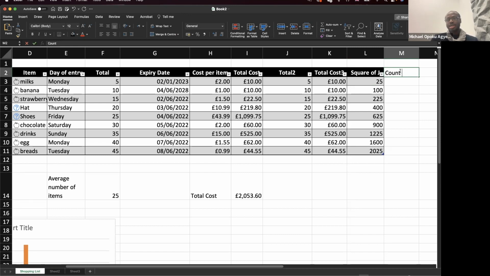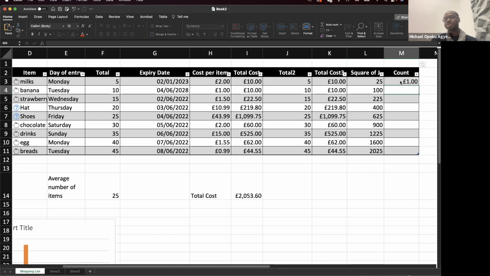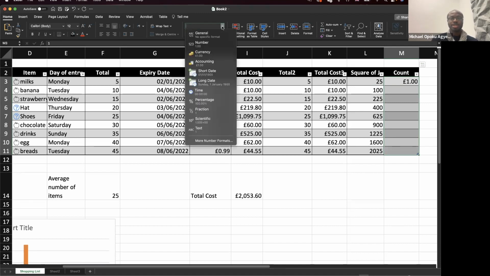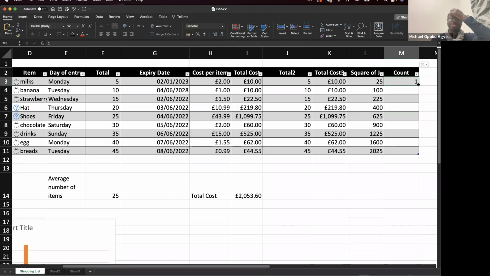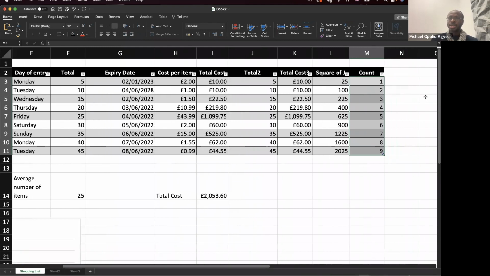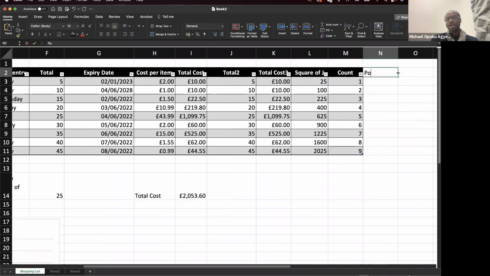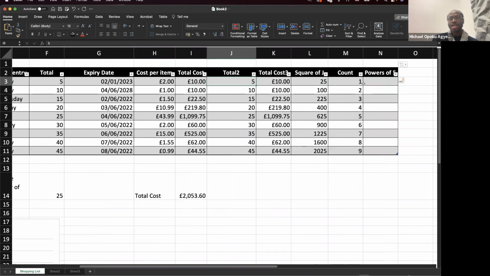So I want to add a column called count, and in that particular column I would just really want to count from 1 to 10 because I'm looking for powers of 5. Let me change this to general, so it becomes numbers instead of money. And I'll count from 1 downwards. So let's count 1, 2, and I'll just count downwards. All right. And now I want to include the powers of 5, right? And I know I've got 5 here, so I just want to make use of that reference. And then I've got all of this here as well that I would want to multiply by.